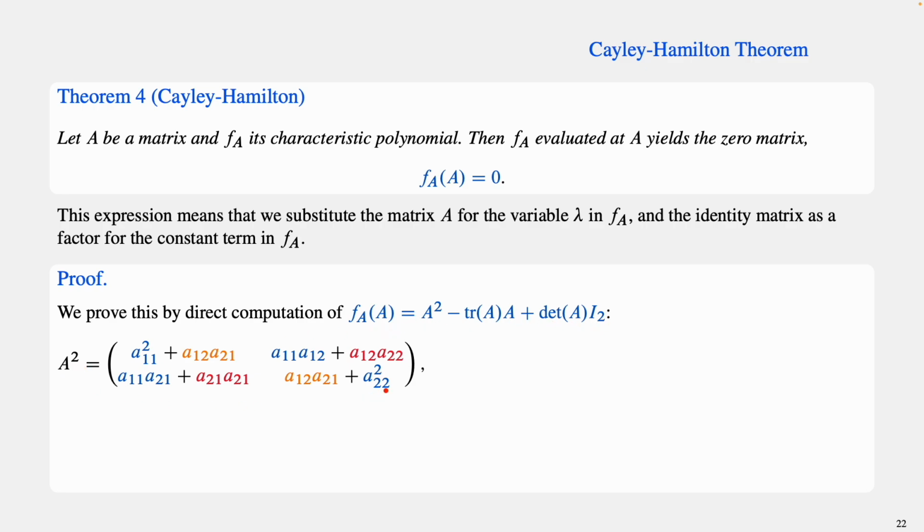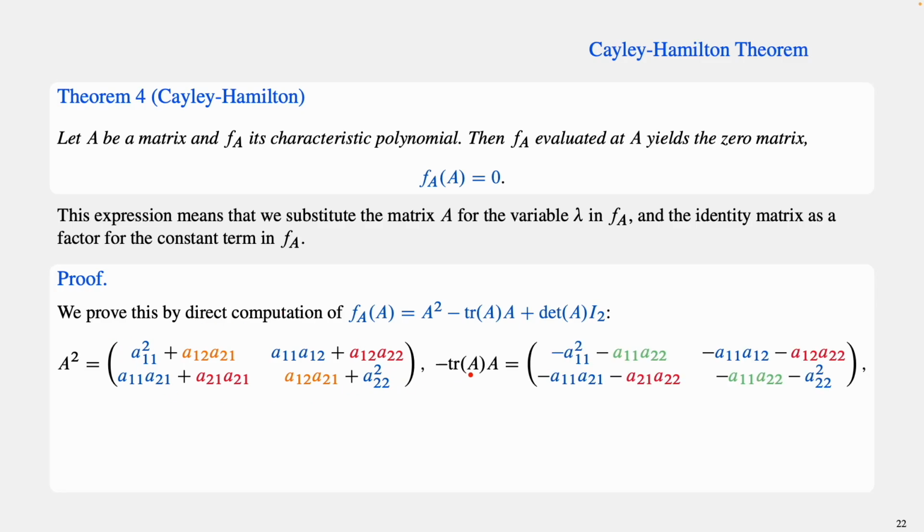So A squared is just this. Minus trace of A times A gives this. And determinant of A times identity gives this. And now you can just compare coefficients in each entry of the three matrices. If you add them up, I have highlighted them in matching colors. So you see that in each coefficient, the parts in matching colors just cancel each other out.